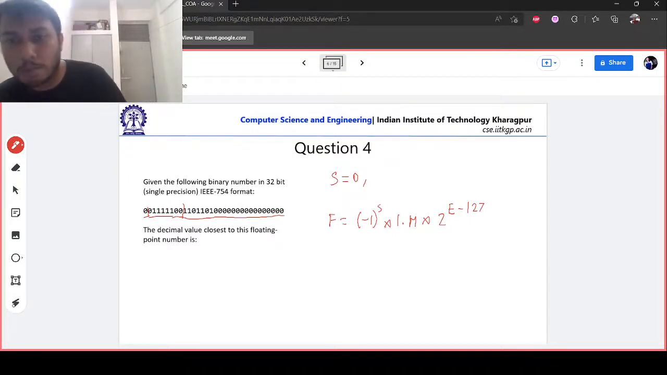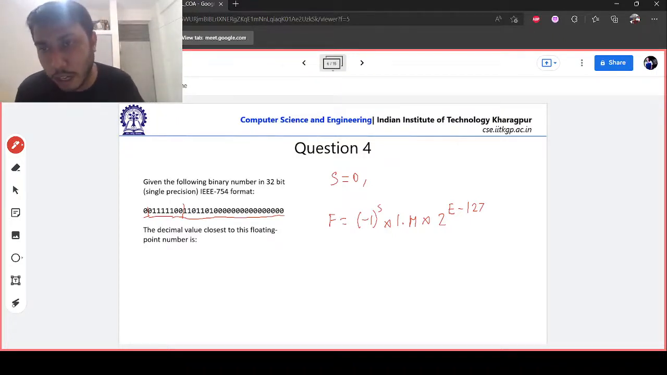So from this number, what is the value of s? We have divided it into three parts. The first bit is the s. The s value is 0. The next 8 bits represent what? The m part, the mantissa. No, sorry, the next 8 bits represent the exponent. So this is the exponent part. So this is the s, this is the e, and this is the m part.